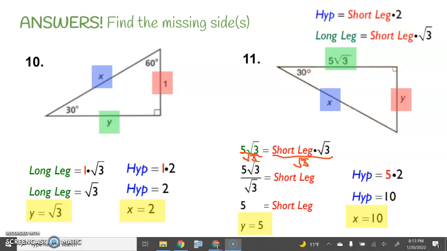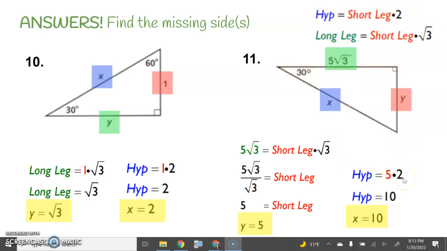Sorry, my handwriting's so bad. All right, so because there's a square root of 3 in the numerator and the denominator, they cancel out. And you are just left with 5. Now, life is good because once you know the short leg, you can then move to your next formula.